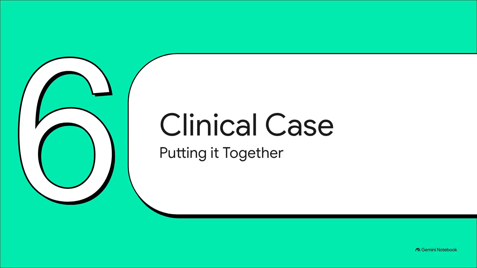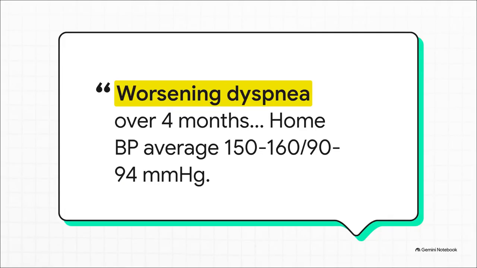All right, let's put all this into practice with Section 6, Clinical Case Walkthrough. Here's our patient's history of present illness. We've got a 68-year-old male presenting for an evaluation of gradually worsening exertional dyspnea, basically shortness of breath when he's doing routine stuff like climbing stairs, over the past 4 months. He denies having any chest pain, dizziness, or orthopnea. But look at this. His home blood pressure readings are averaging high, right around 150 to 160 over 90 to 94.